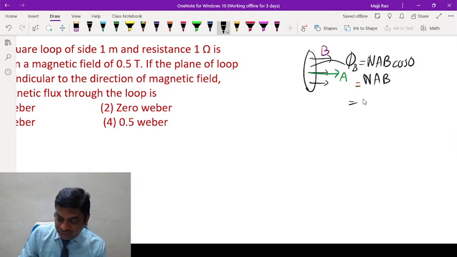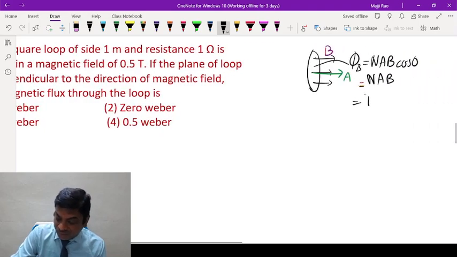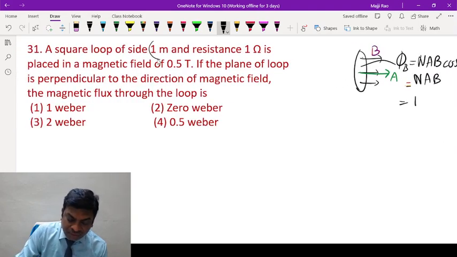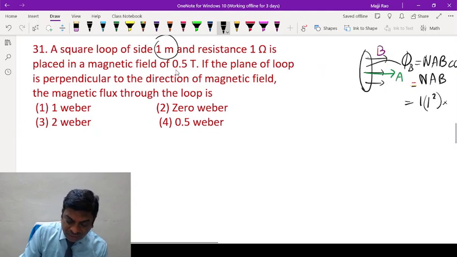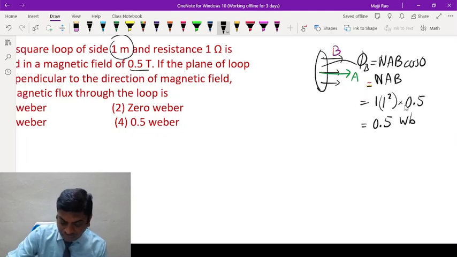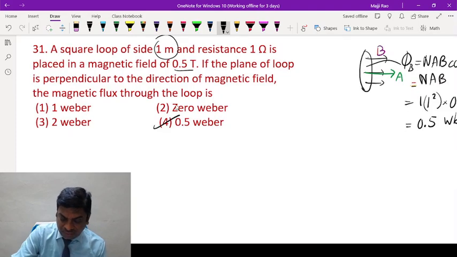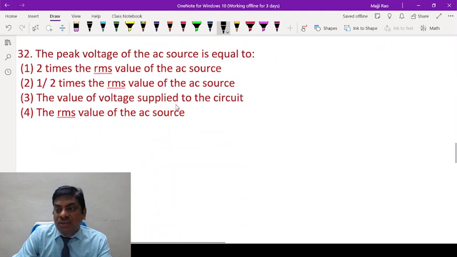The number of turns, unless otherwise mentioned, we'll assume it to be 1. Then area, being a square loop of side 1 meter, will be 1 into 1, 1 square. Coming to the magnetic field, it is half Tesla. So finally, you have only 0.5 Weber. So the fourth option is the correct option. Moving on to the next question, that is question 32.